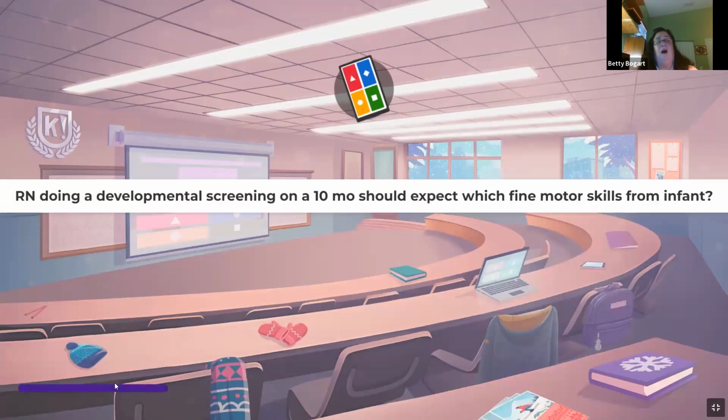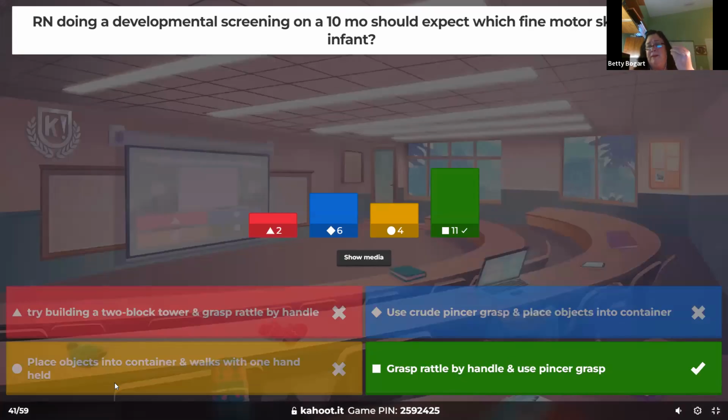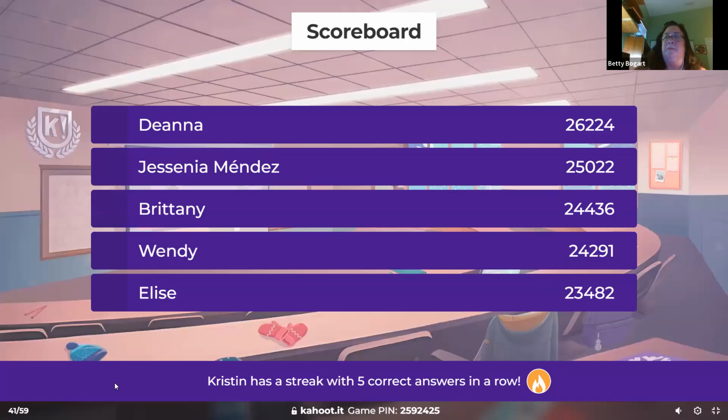According to the book. RN doing developmental screening on a 10-month-old should expect which fine motor skills from an infant? Remember fine motors, F fingers? Trying to get you in the habit of thinking that way. What gross motor, fine motor, what is what? So that's more of a crude pincer, and then starting to put objects into a container. Remember, it finds up at 11 months, but they're starting to do those things.